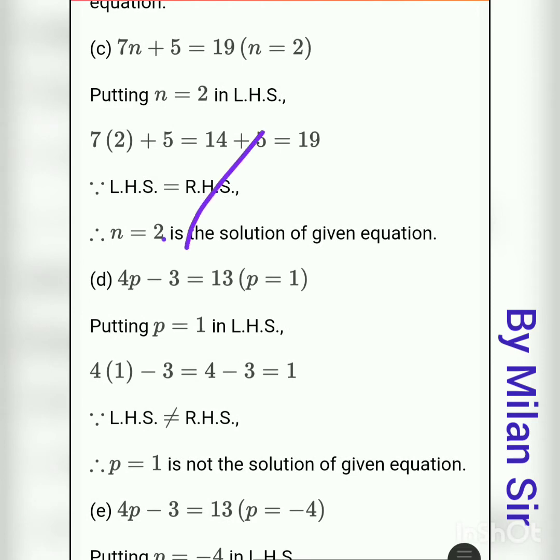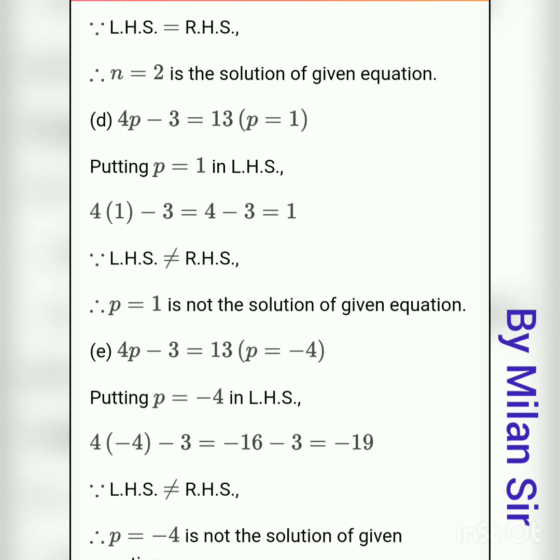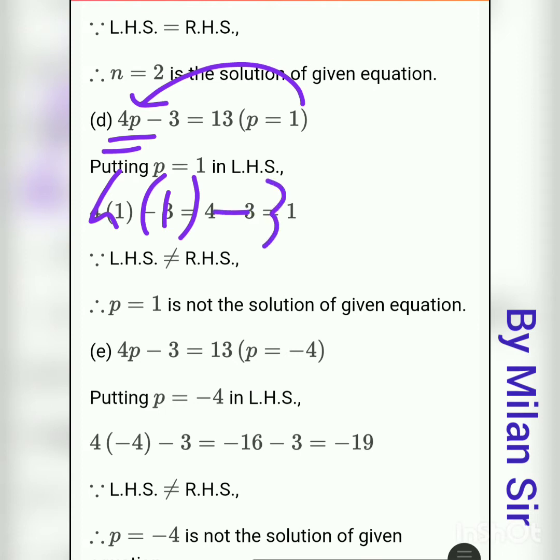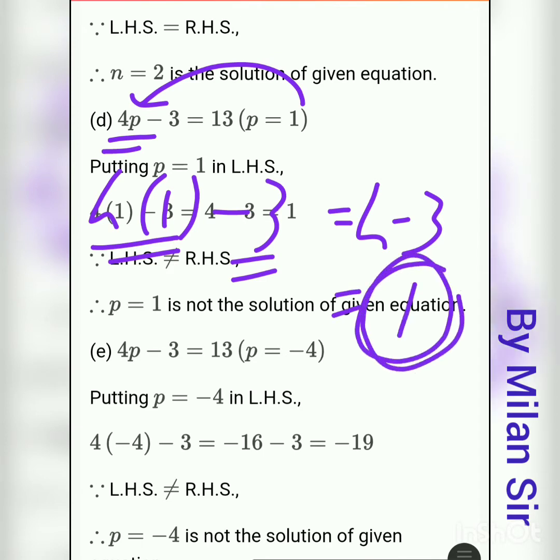After that, 4p minus 3 is equal to 13 and p is equal to 1. So put the value here, p is equal to 1. So 4p means 4 multiplied by p. So 4 times 1 minus 3. Now 4 ones are 4, minus 3, it is 1. So our answer is 1 but here it is written 13. So both answers are not the same. That's why this is not a solution.